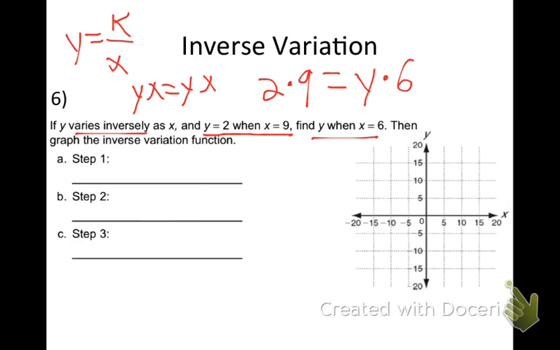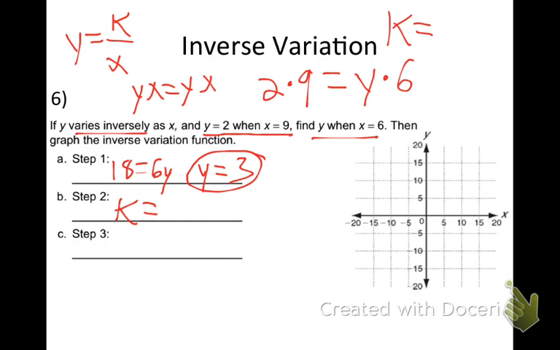2 times 9 gets me, I'm left with 18 equals 6y. What's y going to equal? Y equals 3. Okay. Now, what is my constant? In this function, my constant, remember, k equals y times x. So my constant is 18. Nice job. And then step 3 says then graph.